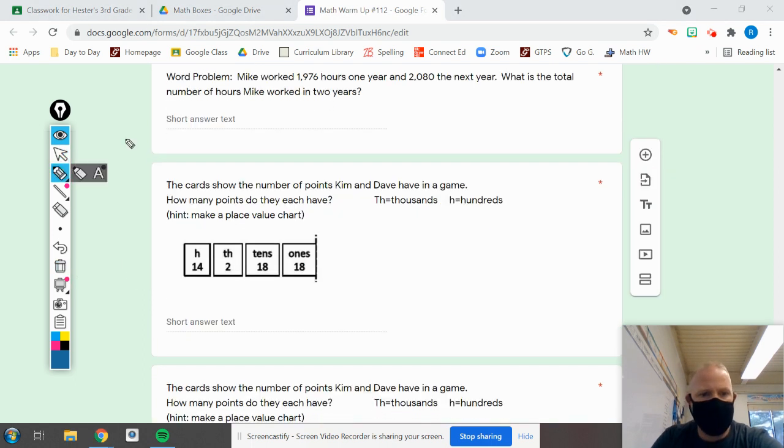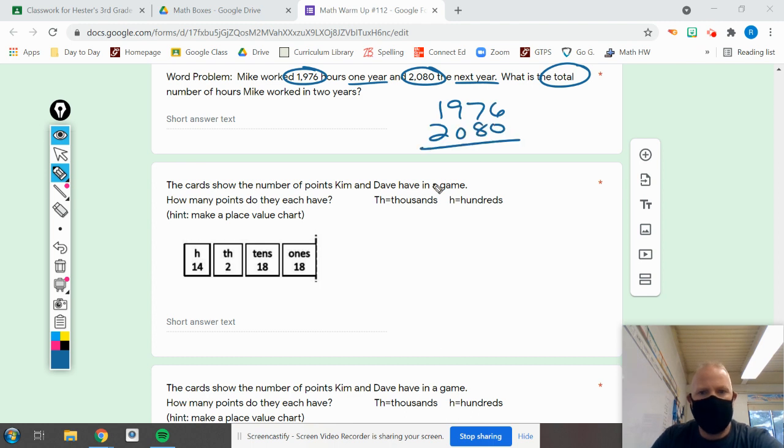Our word problem today is: Mike worked 1,976 hours in 1 year, 2,080 the next year. What is the total he worked in 2 years? So we have 1,976 plus 2,080. Remember about place value, so we have 6 plus 0, 6, but now we have 7 plus 8, which is 15, so we have to carry it over to the hundreds. Continue adding, and then when you're finished, put it here, but it's a word problem, so don't forget hours. So your number and then hours.